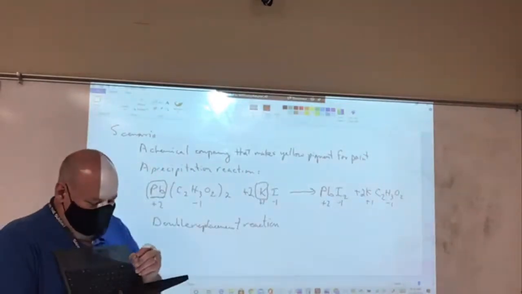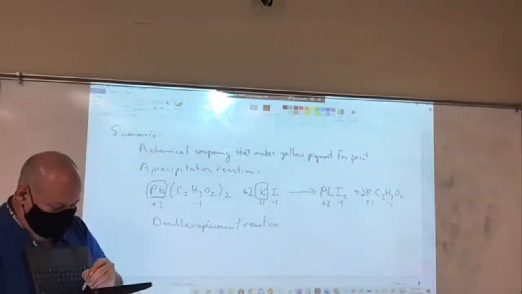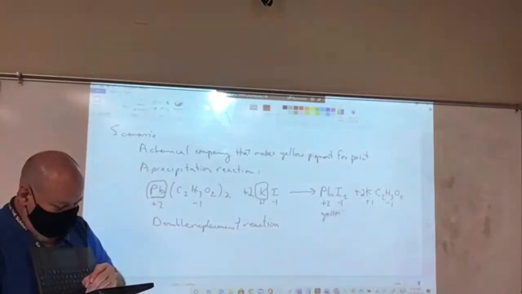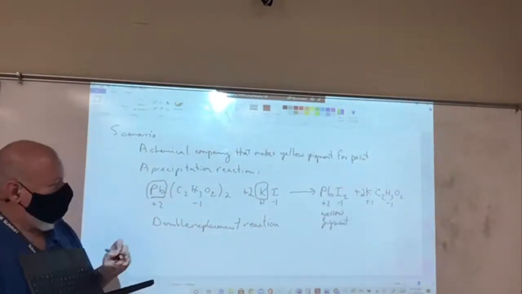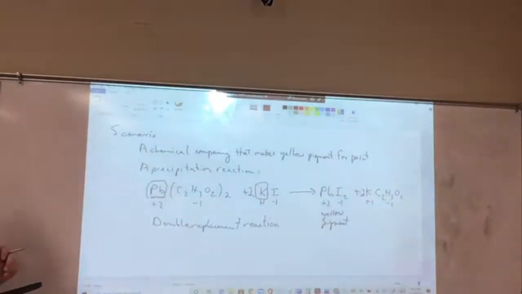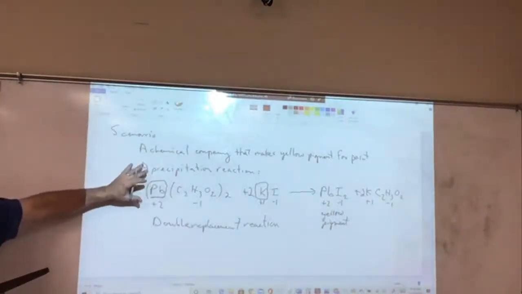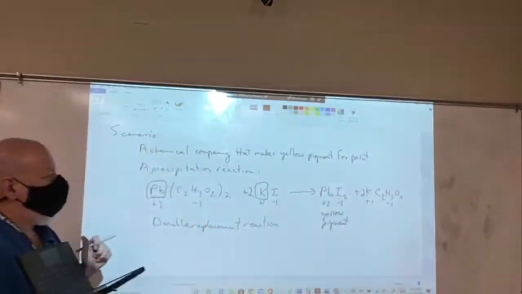Now this is completely balanced, and this substance right here, this lead iodide, is my yellow pigment. This is my yellow pigment. So this is our product. We are going to make this yellow pigment.